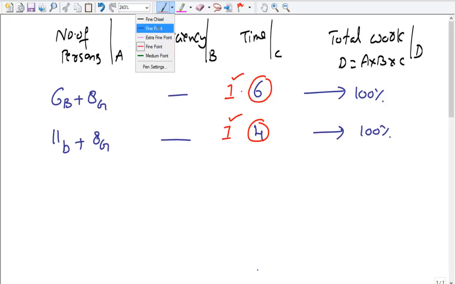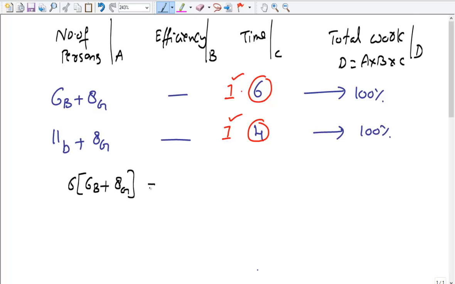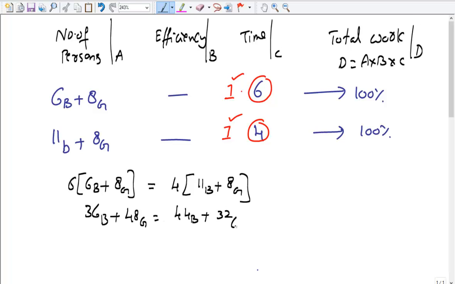So for the first group, it is going to be 6 times 6 boys plus 8 girls, since they finish 100% of the work, and group 2 is going to be 4 times 11 boys plus 8 girls. Once you solve this, you find a relationship between the efficiency of a boy and a girl. That's going to be 36 boys plus 48 girls equal to 44 boys plus 32 girls. Once we solve this, it's going to be 8 boys equal to 16 girls.